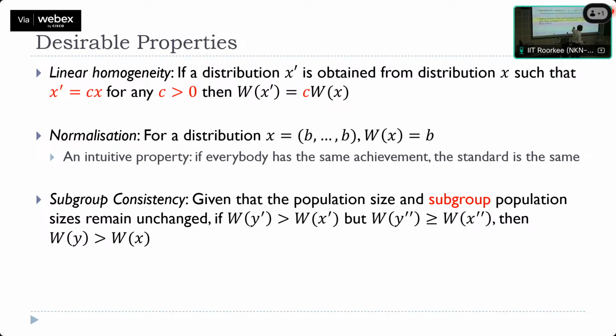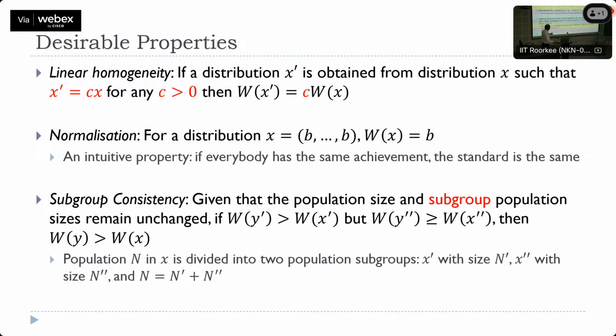So subgroup consistency requires that if you divide them into subgroups by, say, gender, males and females, and the male's income did not change, female's income increased, then overall it should increase. That's a form of consistency, and that's called subgroup consistency. Okay? And you will see eventually that there are many measures that do not satisfy some of these basic principles, but we use them.